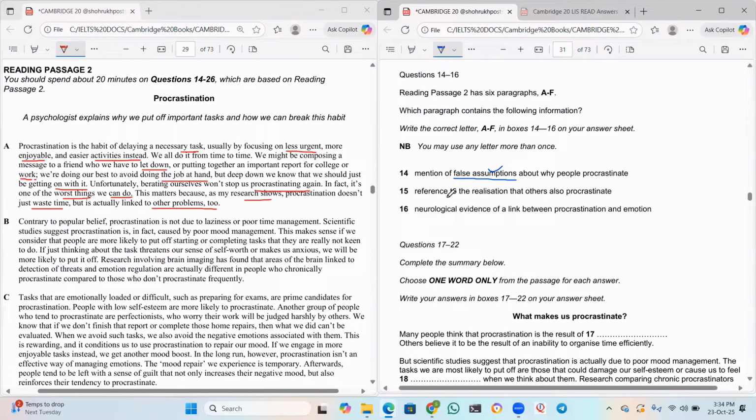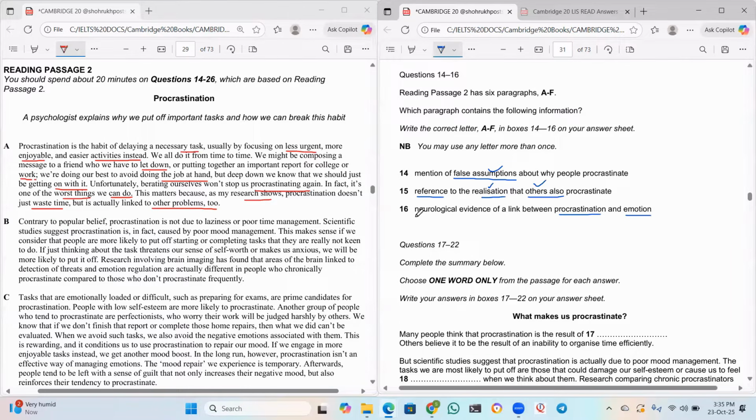Then the next one: reference to the realization that others also procrastinate. The keyword is reference to what? A realization that others also procrastinate. Did he talk about anything like that? Others procrastinating? Any realization? No, I did not read anything like that. Next, neurological evidence of a link between procrastination and emotion.